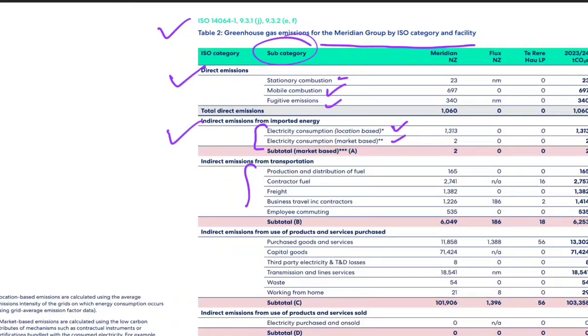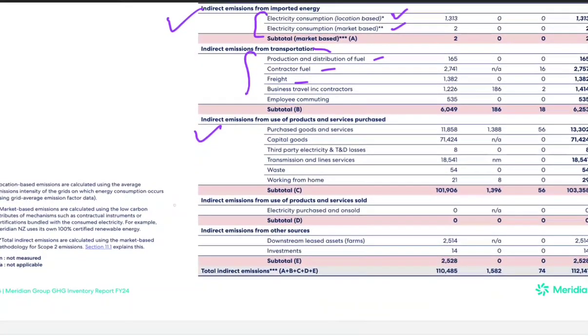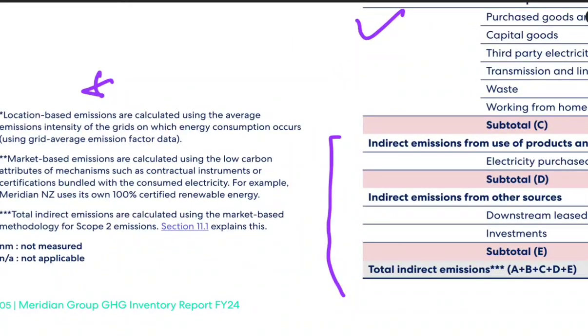Transportation, production and distribution of fuel, contractor fuel, feed, business travel. Yeah, and indirect emissions from users of products and services purchased. So there are different categories captured here: products and services sold from other sources, also like downstream leased assets and investments. Yeah. So this is very important: location-based emissions, which are calculated using the average emission intensity.